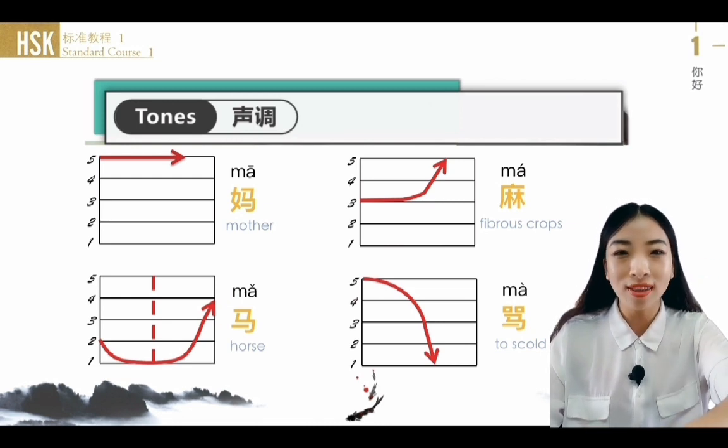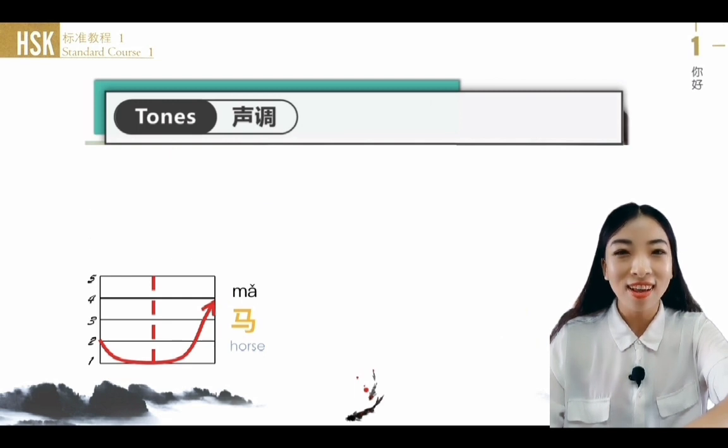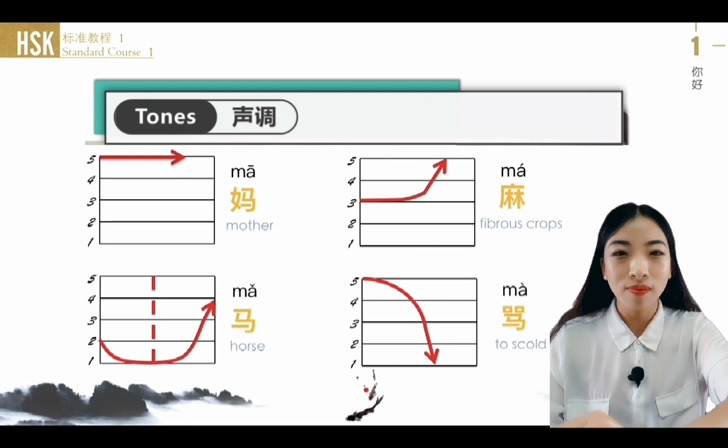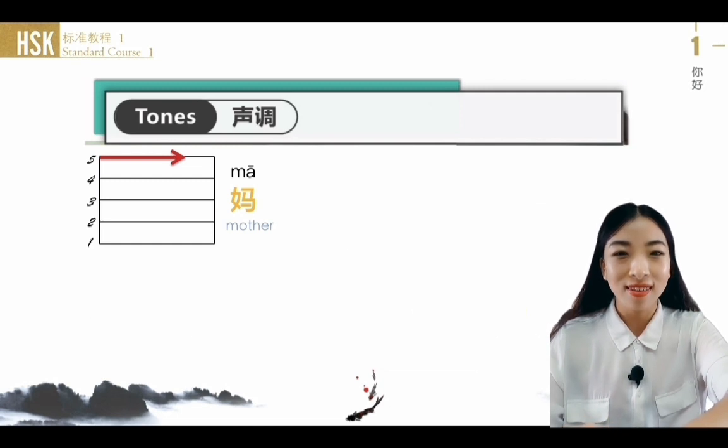The first one, ma. Ma. The third tone, ma. Next, ma. Ma. Which one? The first tone, ma.